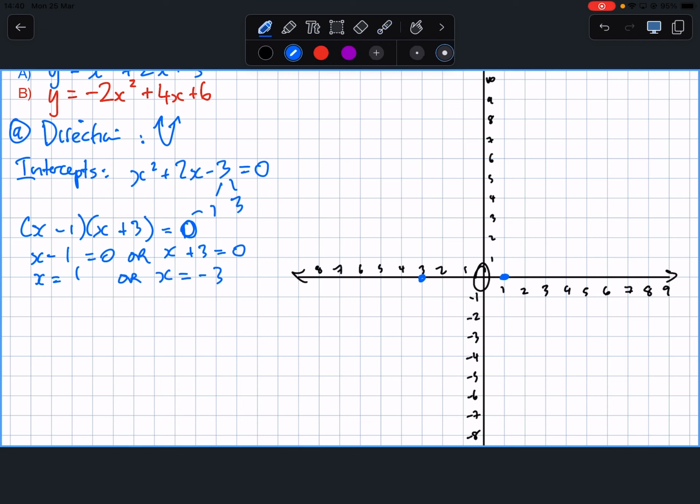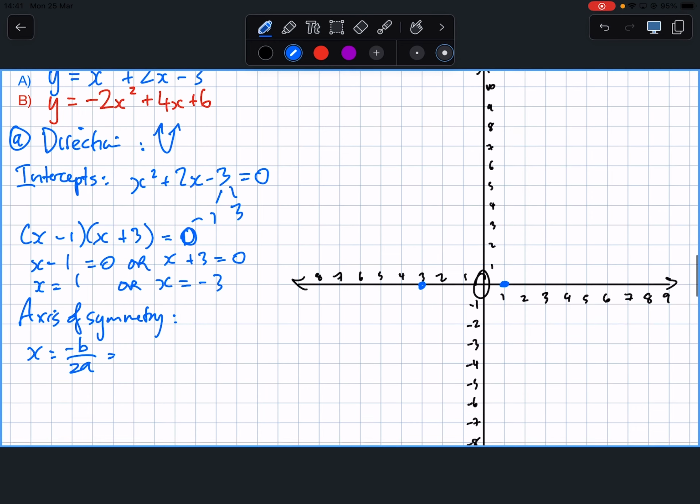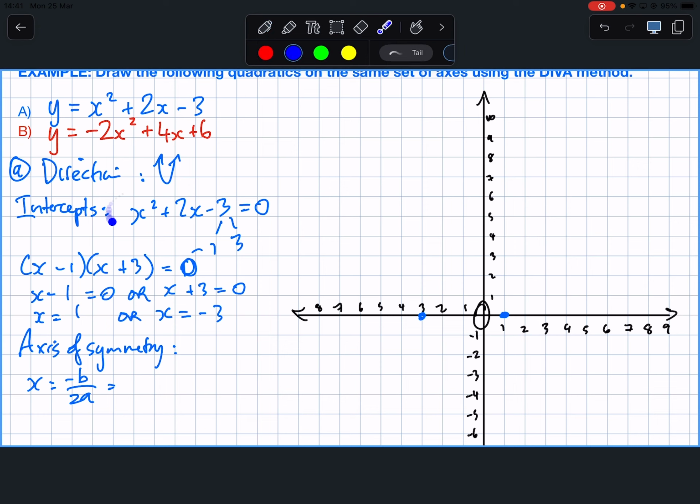What did the A stand for in our axis of symmetry? What was the equation for the axis of symmetry? X is equal to? Negative B on 2A. What is B in our quadratic? Which one? Is it 1? Is it 2? Is it negative 3? Good. So B... I want negative of it, so it's negative 2 on 2. What is A? 1. So that's going to be negative 2 on 2. What's negative 2 on 2?